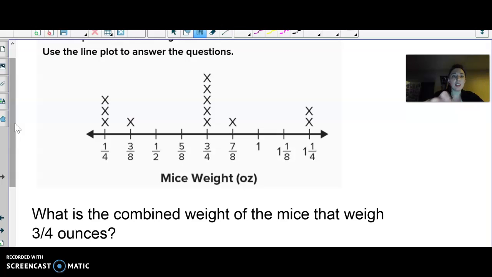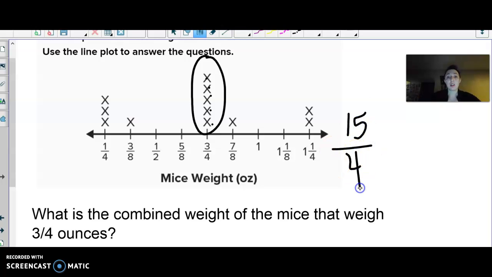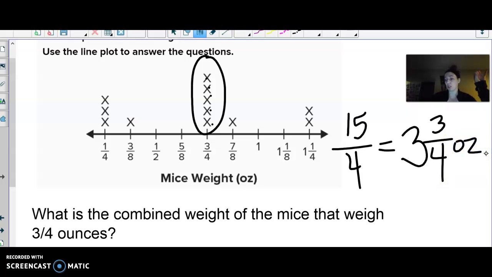All right, hope you got it. These are all the mice that weigh 3/4 ounces. There's 1, 2, 3, 4, 5 of them, right? So if each of them is 3/4, well, 3 times 5 is going to be 15/4. Or I could do 3/4, 6/4, 9/4, 12/4, 15/4. And then 4, 8, 12, that's 3 wholes. And then I have 3/4 extra. So that's 3 3/4 ounces.